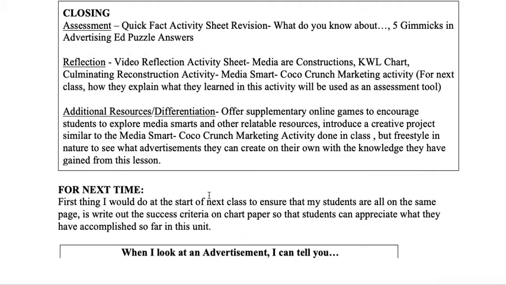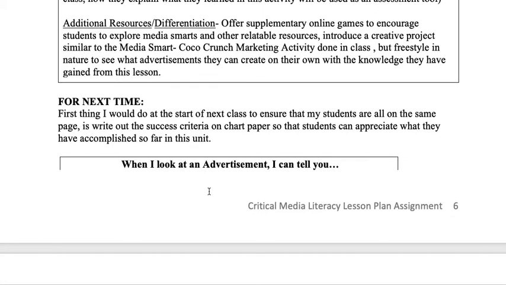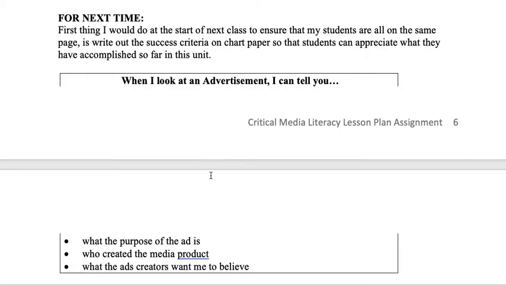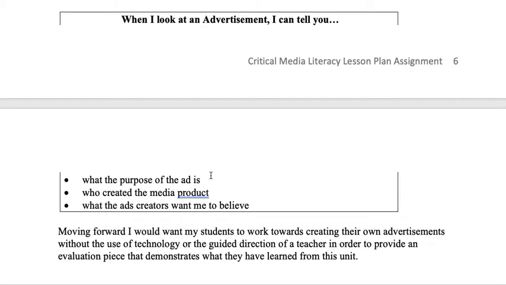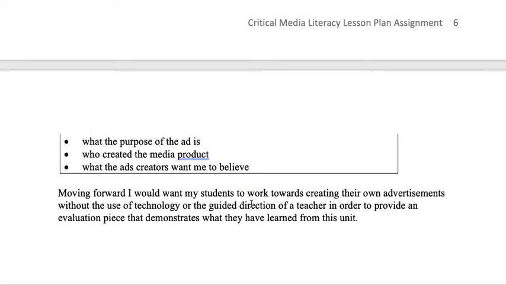So they would create their own advertisement, but more freestyle and with less assistance from the teacher. So for next class, I would begin by going over what they learned last class and the criteria for success. So we would discuss when I look at an advertisement, I can tell you, and these 3 points. As mentioned, my point in all this is I want my students to work towards less guided direction by the teacher and be able to provide a piece of work that takes all the information they learned from this lesson plan and produce their own advertisements.